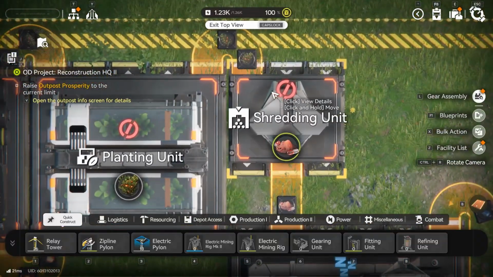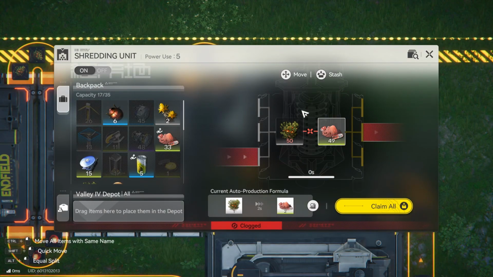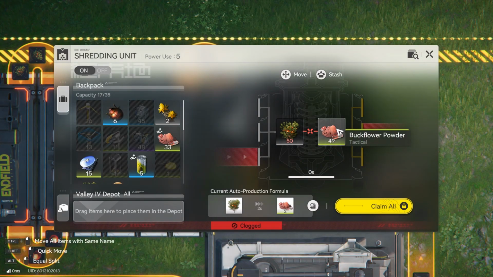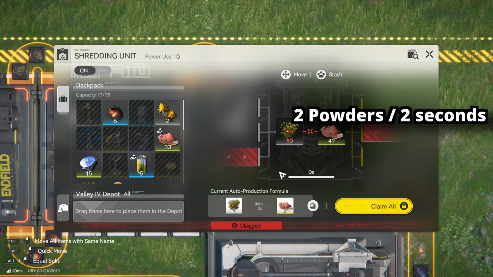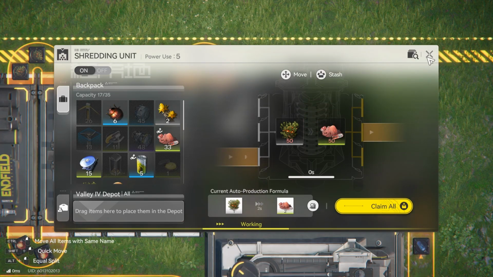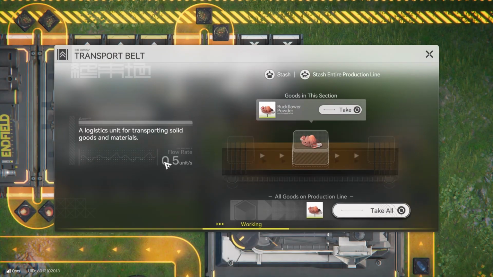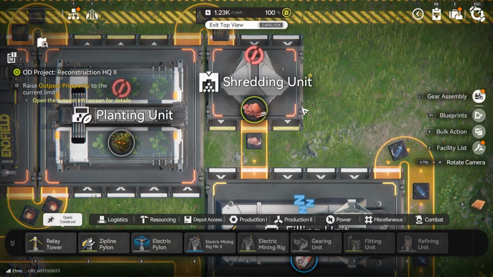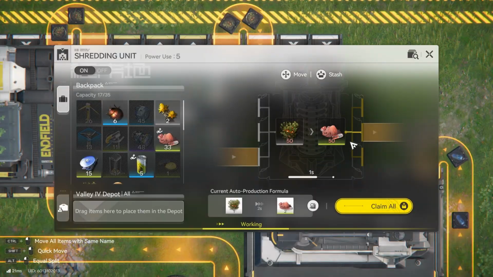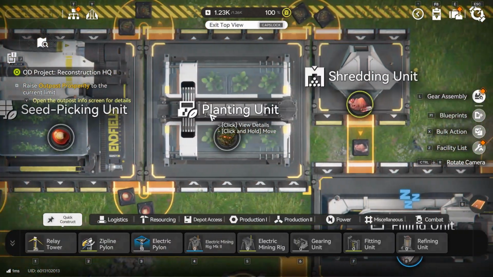Let's look again at our shredding unit. What is our shredding unit doing? Why is this clogging up? Well, because first of all, if you look here, the output rate of the shredding unit is supposed to be 1 unit per second. But I only have one conveyor belt, which means it's outputting at 0.5 units per second, which is half the shredding unit's capability. This also means that once the shredding unit is full, every other factory behind it will also clog up.